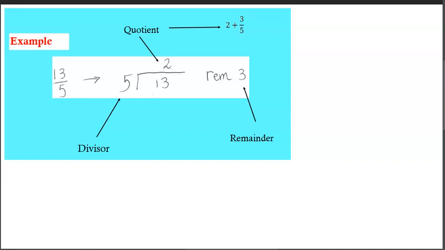Does anybody actually know what the name of the 13 is? It starts with the letter D as well. Yeah, correct. Dividend. All right, so the 13 is the dividend, the 5 is the divisor, and we're seeing how many times the divisor goes into the dividend.